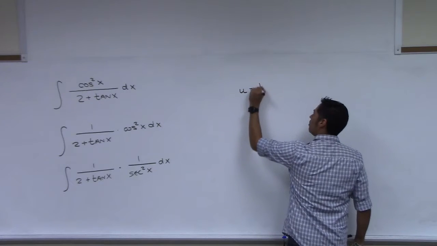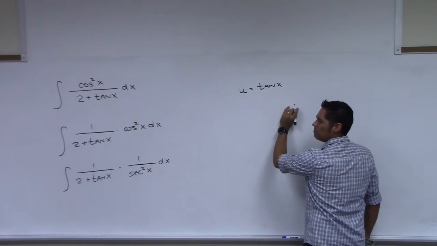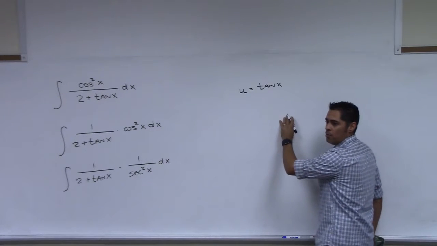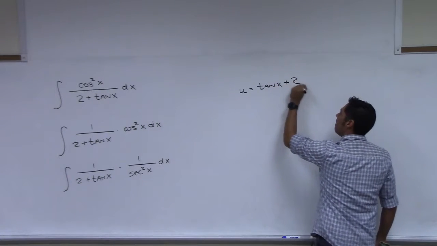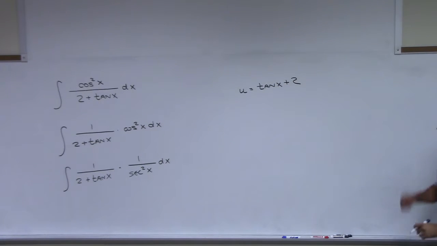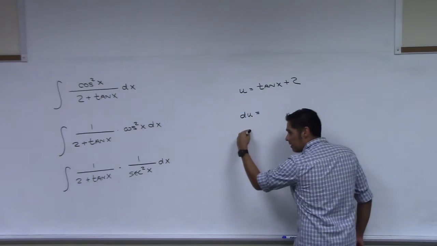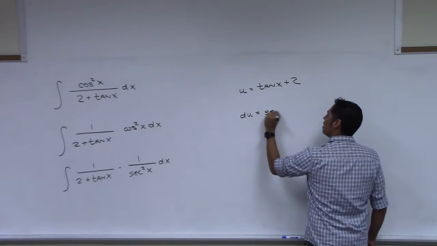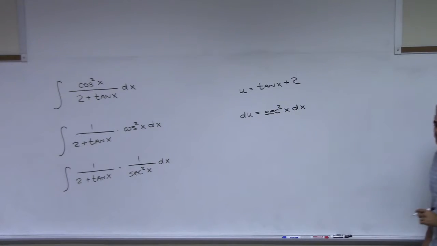u is equal to tangent x. Should I grab the plus 2? Why not, right? Does it change anything in terms of the derivative? No. Plus 2. Let me grab that. All right, so now take the derivative. I would normally write du/dx, and then bring the dx to the other side. The derivative of that is secant squared x dx. Yes?